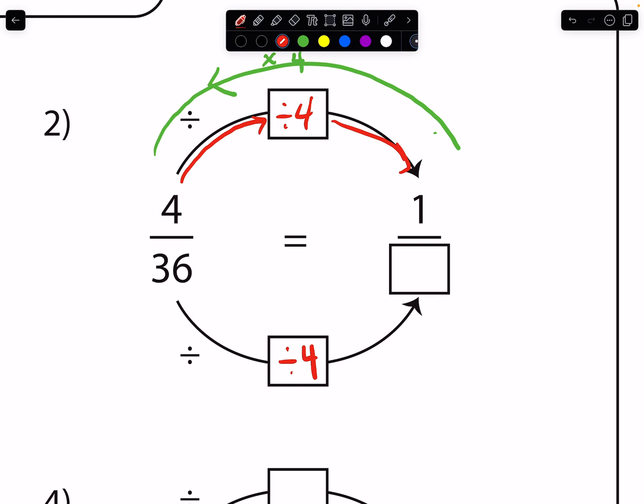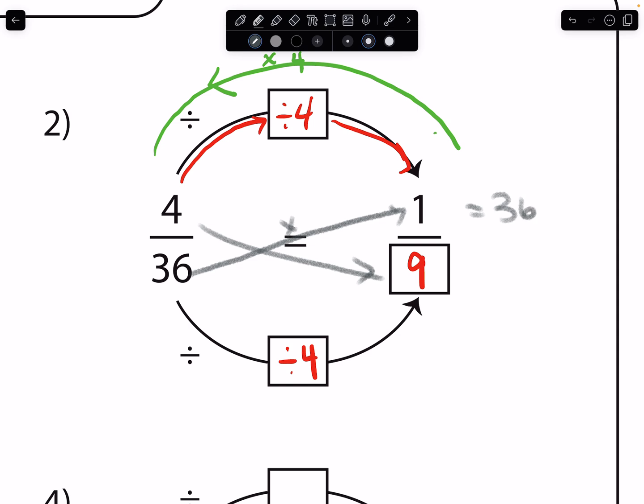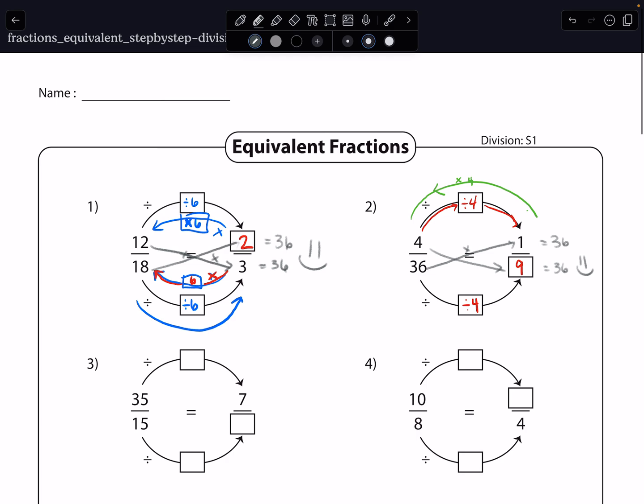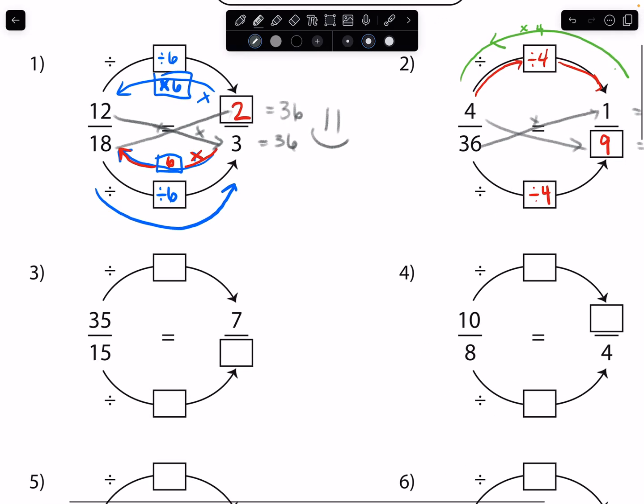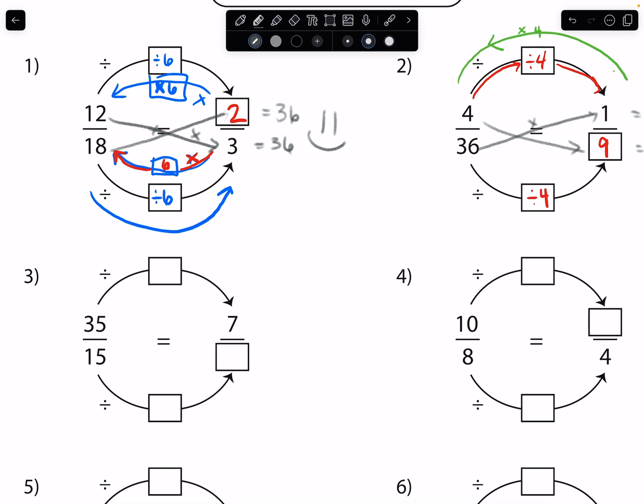36 divided by 4 using the number chart is 9. We should check, and we do our cross multiplication. 36 times 1 is 36. 4 times 9 is 36. Again, great job. We are very happy. Making sure you have time to practice. All right. At this time, I want you guys to press pause and complete number 3, and then I'll show you if you still have it.